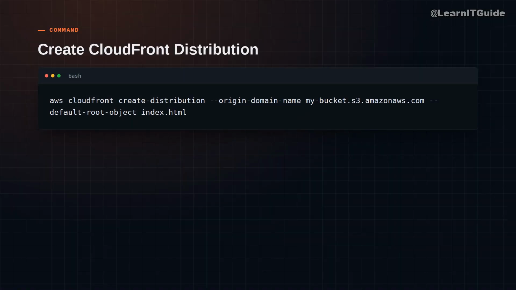To create a distribution, we use the AWS CLI. On the screen, you see the command to create a basic distribution pointing to an S3 bucket. We provide the origin domain name and specify the default root object, which is usually your main index file. This command triggers the creation of the distribution infrastructure across AWS global edge locations.